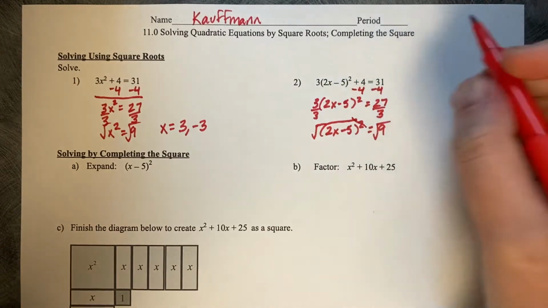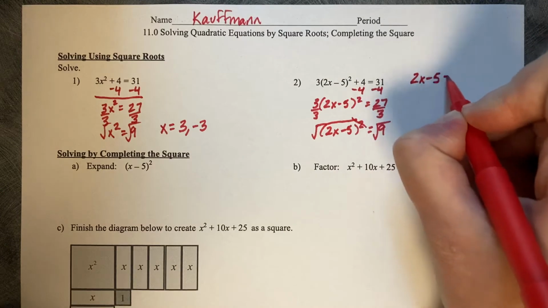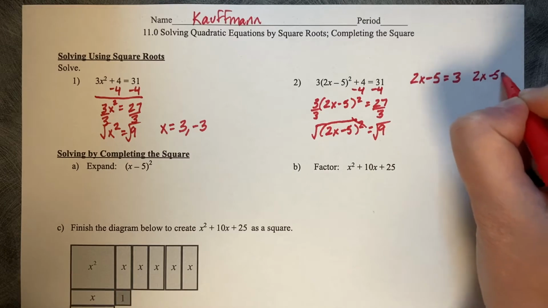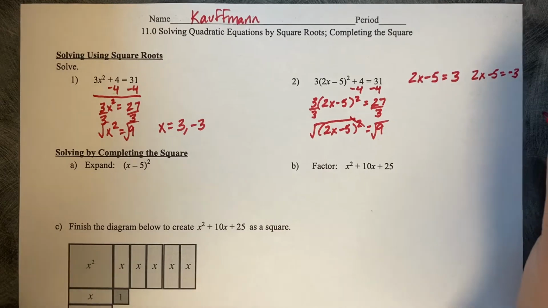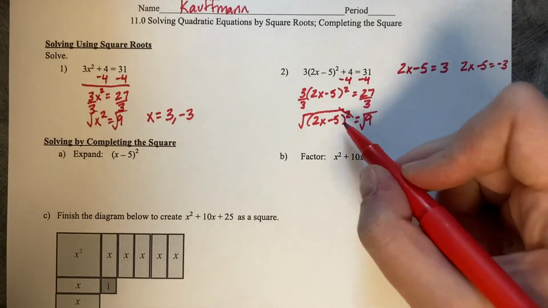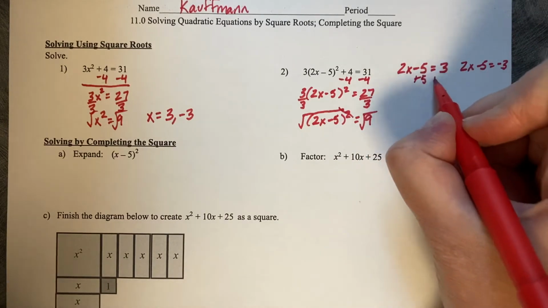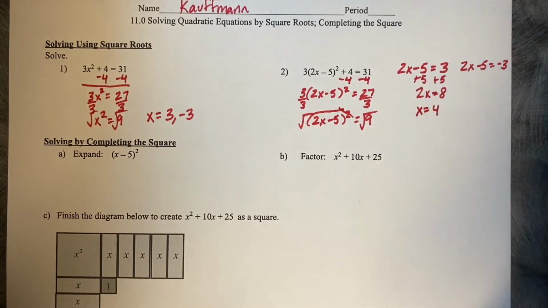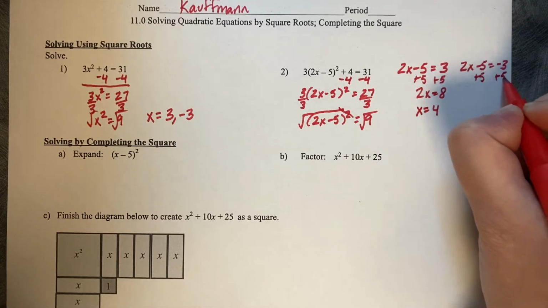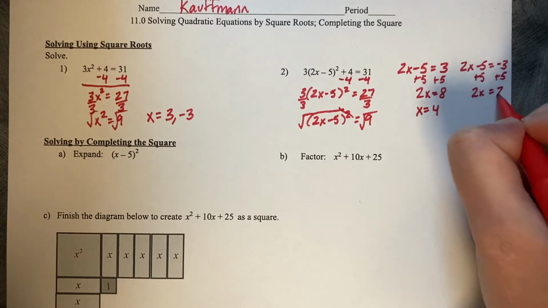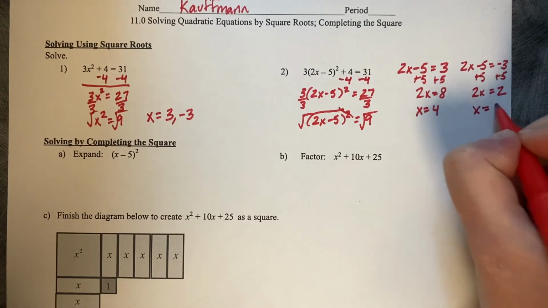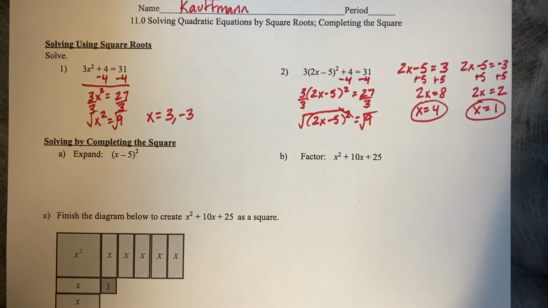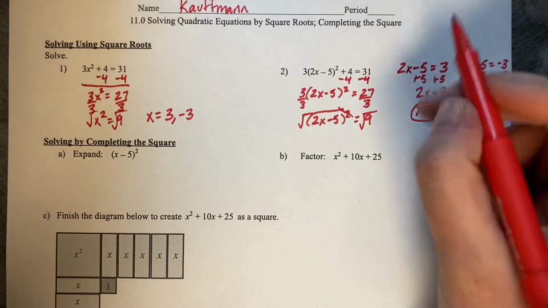So we have 2x minus 5 equals a positive 3. And we also have 2x minus 5 equals negative 3. So we have two solutions, two different equations to finish here. So plus 5, 2x equals 8, so x equals 4. Plus 5, 2x equals 2. Divide by 2, so x equals 1. So x equals 4 and x equals 1. So don't forget to split it into your two solutions.